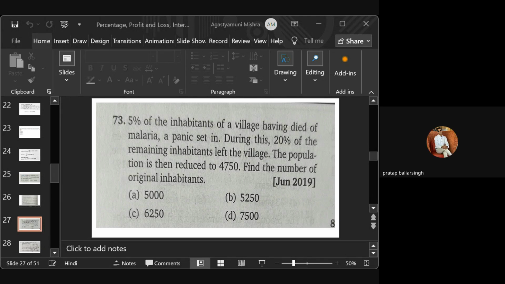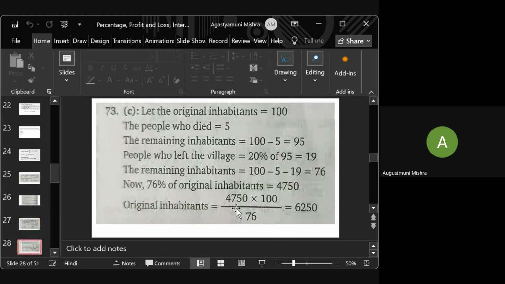Sir, option C. Okay, 3 response we have. I'm going to change the slide right now. So option C is correct answer. You can just check the method of solving this. That is also very easy to solve it. Within half minute, I will change the slide.